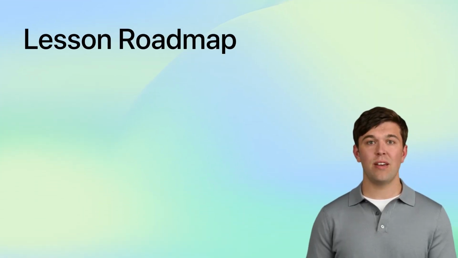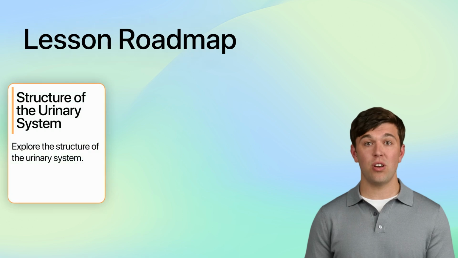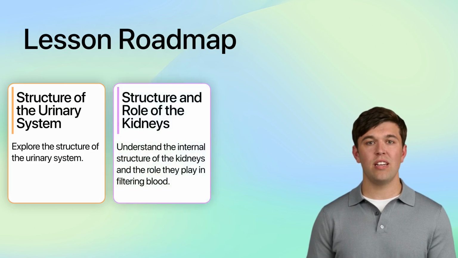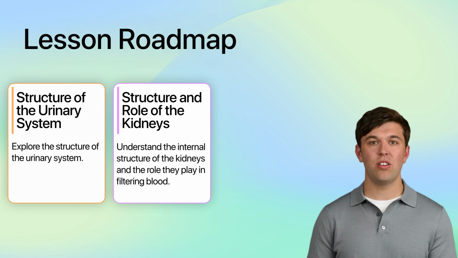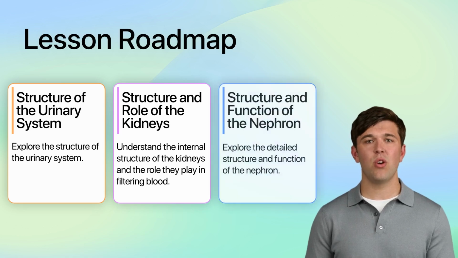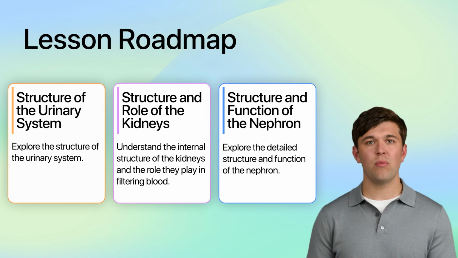In our roadmap for today, we will first explore the structure of the urinary system. Then, we will take a closer look at the kidneys themselves, understanding their internal structure and the crucial role they play in filtering blood. Finally, we will dive into the detailed structure of the nephron, the functional unit of the kidney, and see how it processes and removes waste products from the blood.